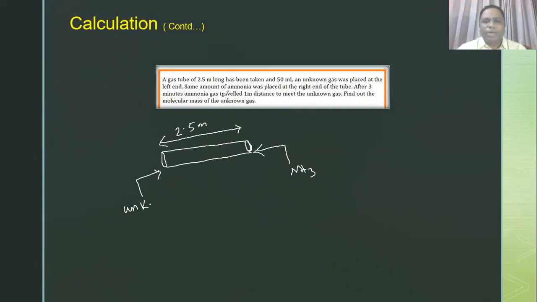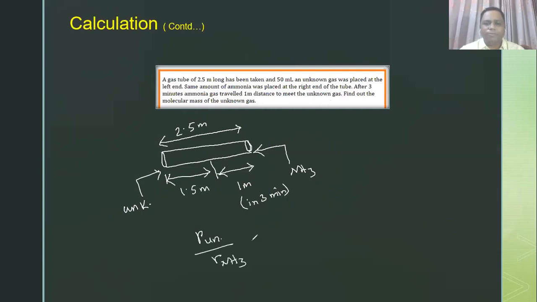After 3 minutes, ammonia gas traveled 1 meter distance to meet the unknown gas. So 1 meter is the distance traveled by ammonia, and this is in 3 minutes. So the distance traveled by the unknown gas will be 2.5 minus 1 equals 1.5 meter. Therefore, we can write the equation like this: R unknown divided by R ammonia equals root over M ammonia divided by M unknown.